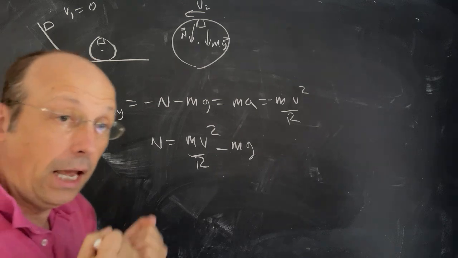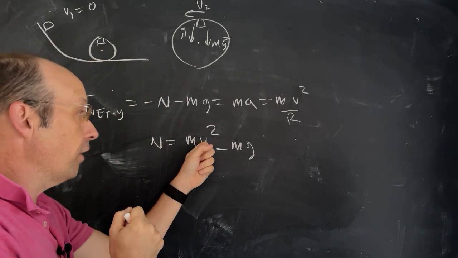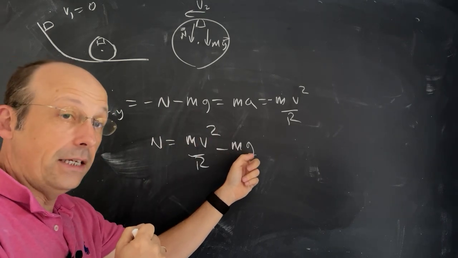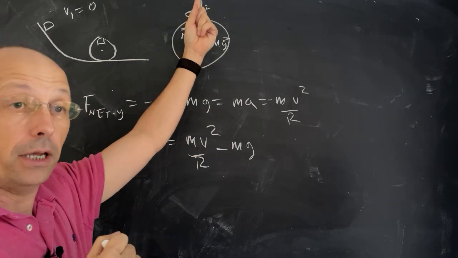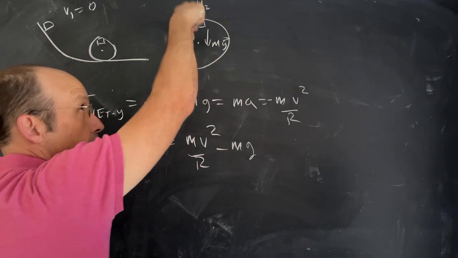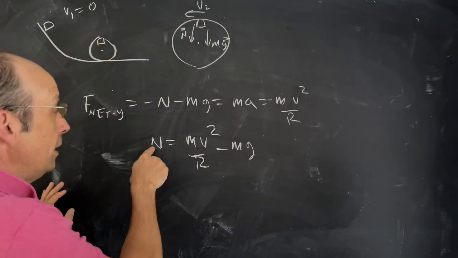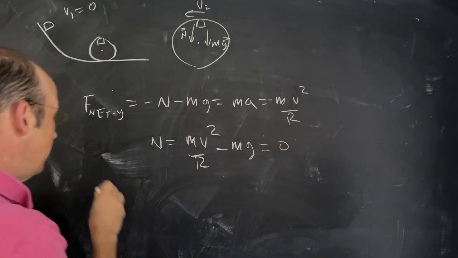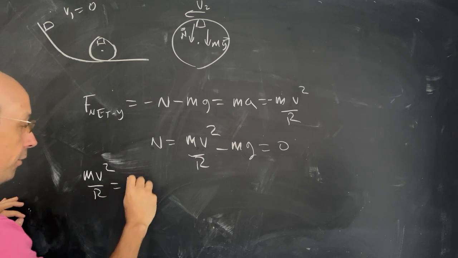Okay, now notice that if the velocity is too slow, if this is a small number, then this is going to be more negative than that, and the normal force is actually pushing up in order to make it move in a circle. But we don't want that. We want a normal track where the normal force pushes down or not at all. So the minimum velocity is where the normal force is equal to 0. If that's the case, then I get m v squared over r equals mg.